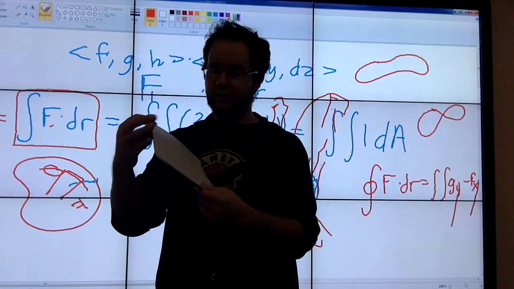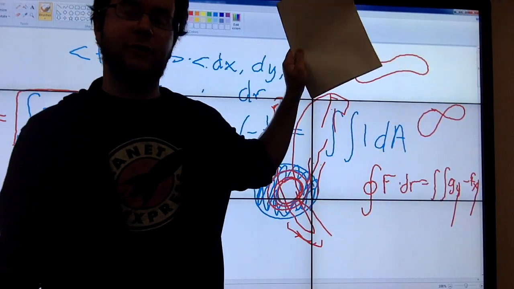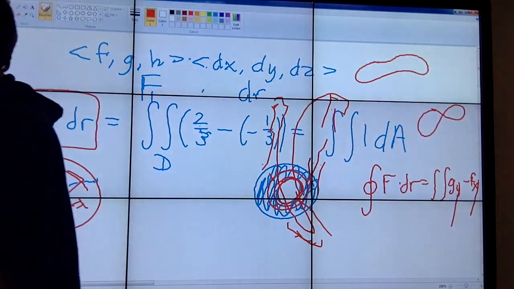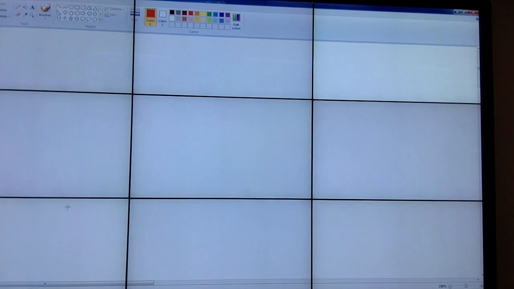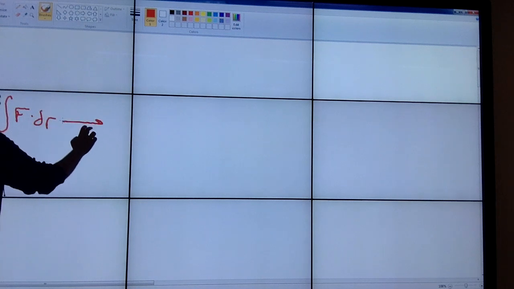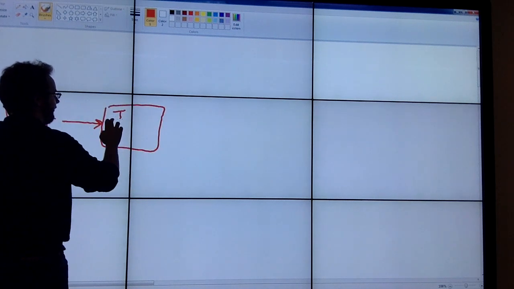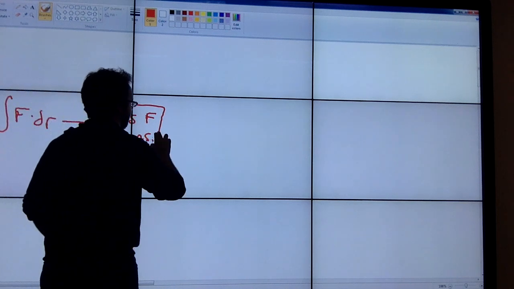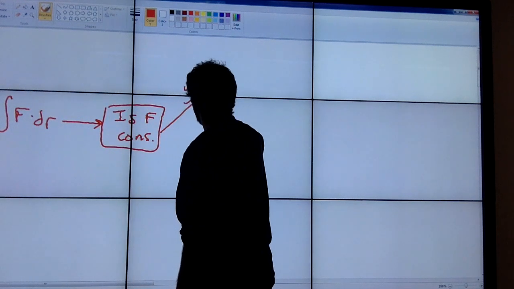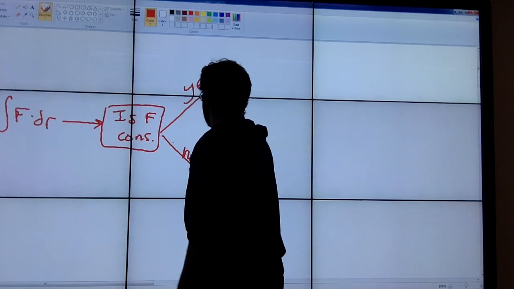One last thing I want to point out, though, is the very back of this page or paper is blank, and on it I want you to draw the same thing that we drew at the end of last session. F dot dr. Is f conservative? The answer is yes. Draw a branch for that. The answer is no. Draw a branch for that.